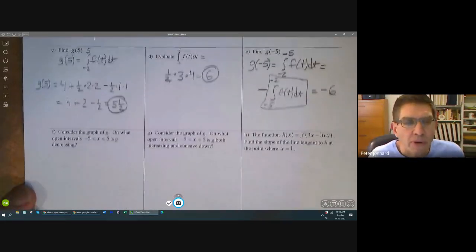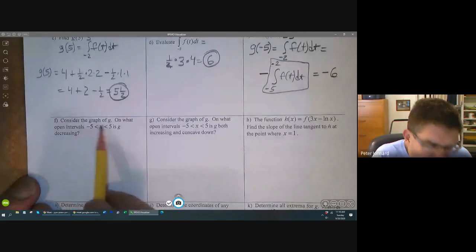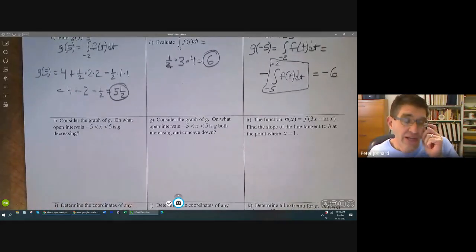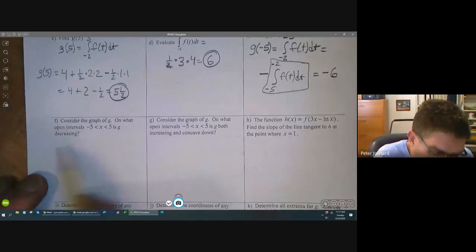All right, moving on to problem F. Consider the graph of G. Now, they didn't give us that graph. G is the integral of F. On what open intervals from -5 to 5 is G decreasing?